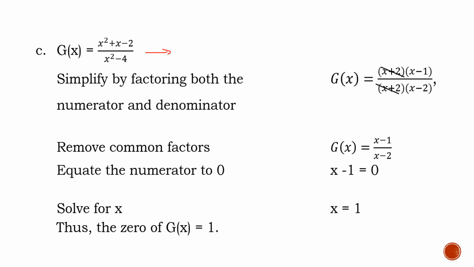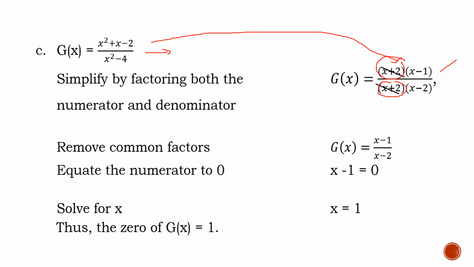In this case, we can look for the factors of your numerator, which is x squared plus x minus 2, and it becomes x plus 2 multiplied by x minus 1. The same thing with your denominator. We can factor this one using x plus 2 multiplied by x minus 2. Now, as you can see, both in your numerator and denominator, there is an x plus 2. So we can cancel out the x plus 2 in both. The remaining terms are x minus 1 over x minus 2.